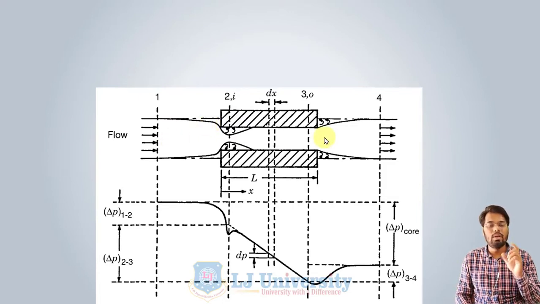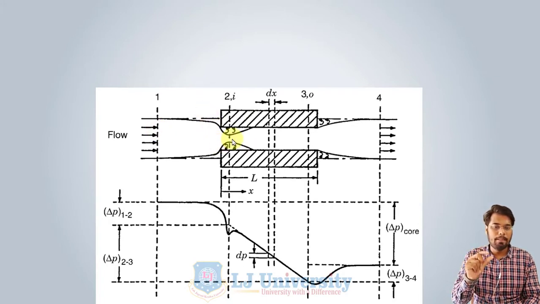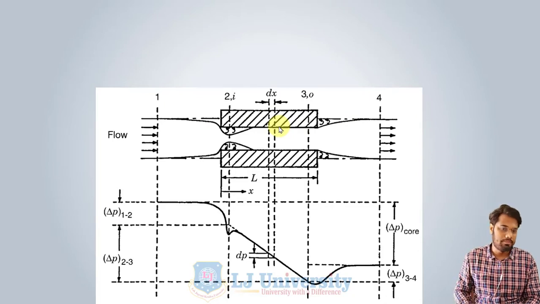So what happens when any fluid flows between these two plates? In the gap between these two plates, the fluid is suddenly subjected to a sudden contraction, it passes through the core of the plate, and again there is a sudden expansion between these two plates. So due to this sudden contraction, expansion, and within the core, there is a drop of pressure.